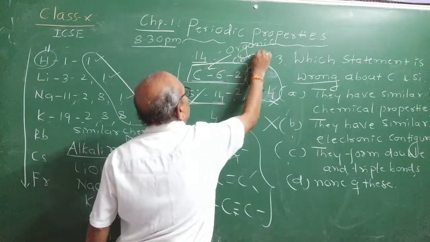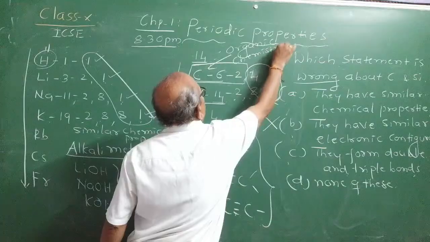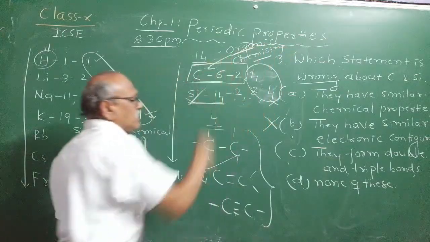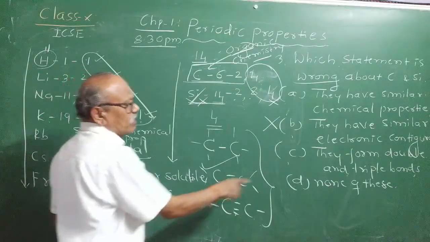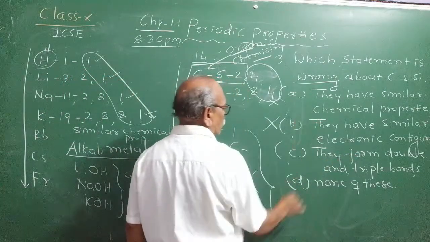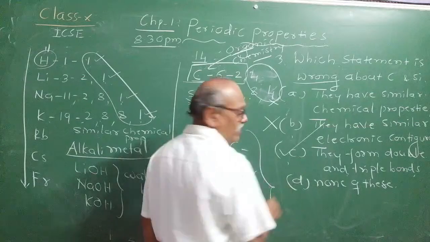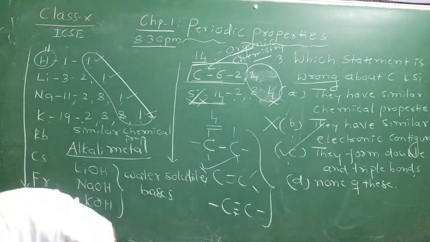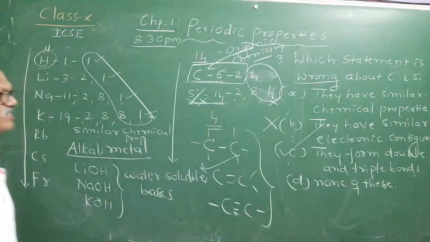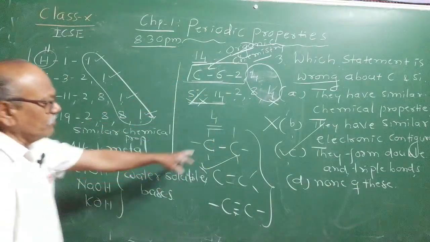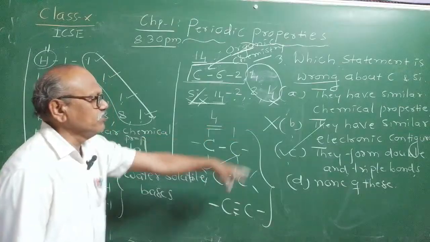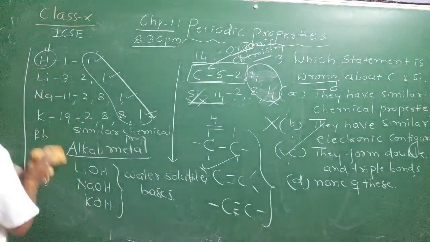Later in the ICSE syllabus, you have organic chemistry. There I will discuss it at length. But silicon has no ability to form double and triple bonds. Therefore, C answer is correct. Some of you answered D. Your answer is wrong. And this particular property of carbon to form a double bond, triple bond is possible only in carbon and not silicon.